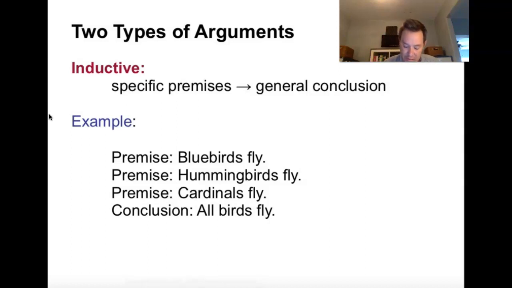So I can all of a sudden go, well, that's not true because penguins are birds and they don't fly. And it doesn't matter how many premises are used to support this conclusion, but if I can come up with one counterexample, then I've proved the argument false.